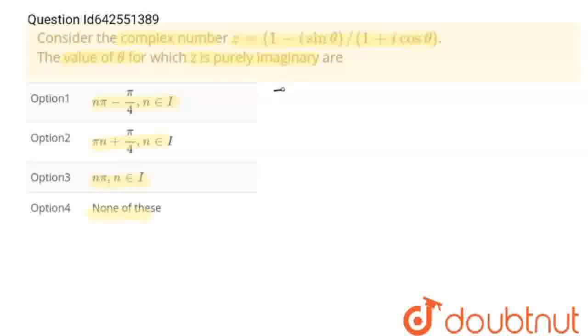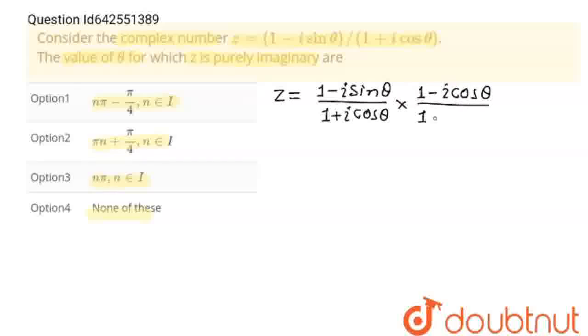Here I am going to write z, and z is equal to (1 − iota sin theta) upon (1 + iota cos theta). And I am going to multiply this complex number with the conjugate of the complex number in the denominator, which is (1 − iota cos theta) upon (1 − iota cos theta). Now I am going to multiply these two complex numbers.